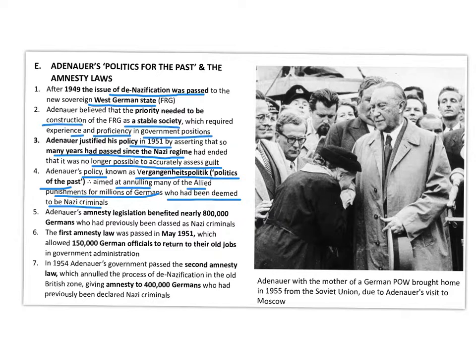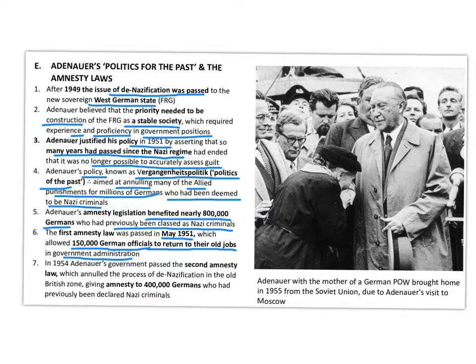Now, we've already seen how, even before 1949, many Germans that had been judged as being serious offenders had been released from prison, simply because they were not directly complicit in crimes, even though they had been active Nazis. Well, now in 1951, Adenauer issued a series of laws that effectively benefited nearly 800,000 Germans who had been previously classified as Nazi criminals. Now, that first amnesty law was passed in May 1951, and it allowed 150,000 German officials who had been classified as Nazis to return to their old jobs in government administration.